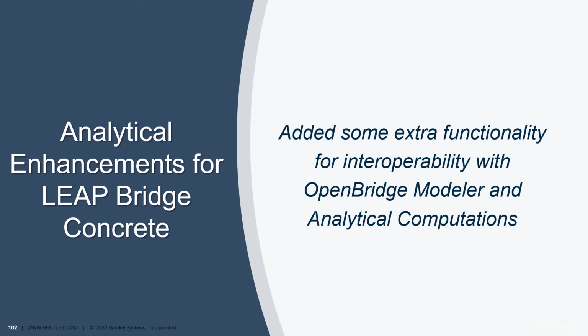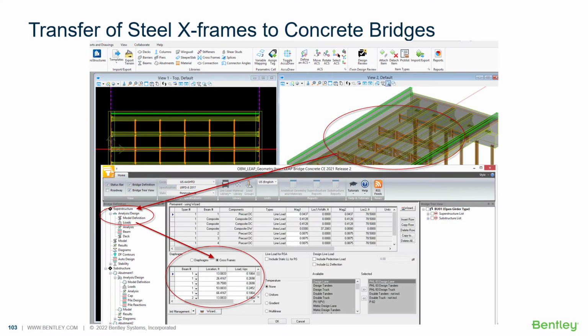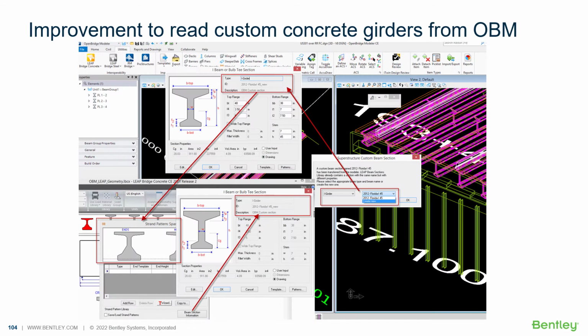And also more analytical enhancements in general that add some extra functionality as well with the interoperability with OpenBridge Modeler and its analytical computations. We mentioned in a previous presentation how we transfer now the option to generate steel cross frames, but in pre-stressed girders. This option is transferred as well to the analytical part in Lib, but as loads. So is that done automatically too? Now we improve as well the way we read custom beams defined in OpenBridge Modeler and how they are transferred to LibBridge.